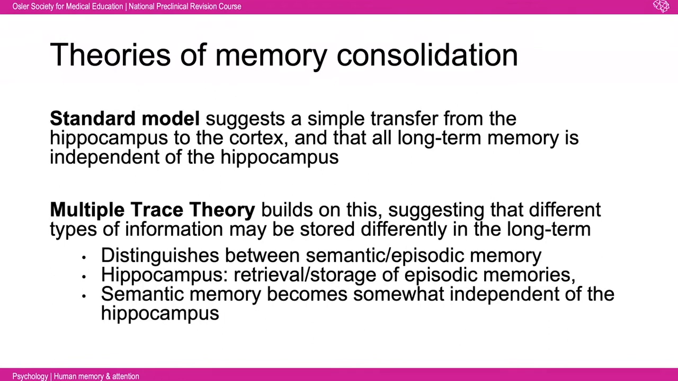Whereas another alternative model is the multiple trace theory, which incorporates the standard model but builds on it, suggesting that not only is information transferred from the hippocampus to the cortex, but that different types of information might be stored differently in the long term. So, for example, it distinguishes between the semantic and the episodic memory. So, for example, the hippocampus would be involved in the episodic memory, whereas the semantic memory becomes somewhat independent of the hippocampus, which would fit more with the standard model.